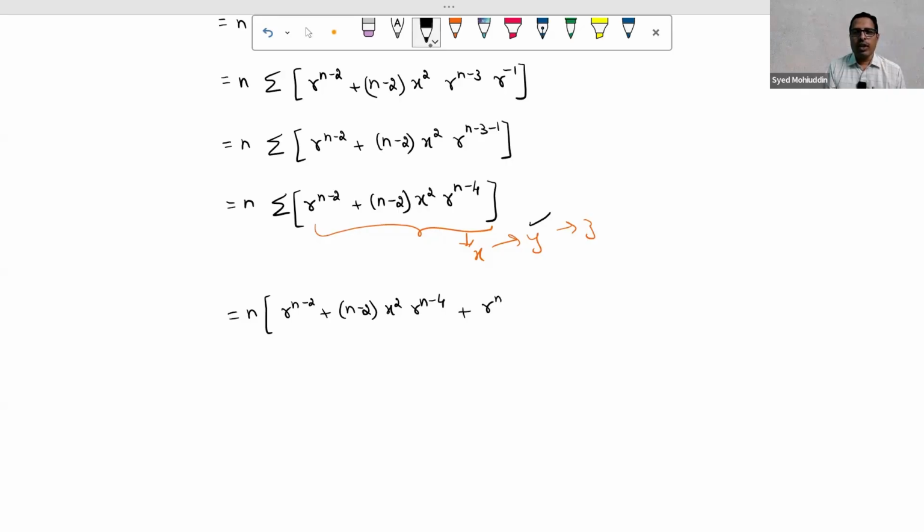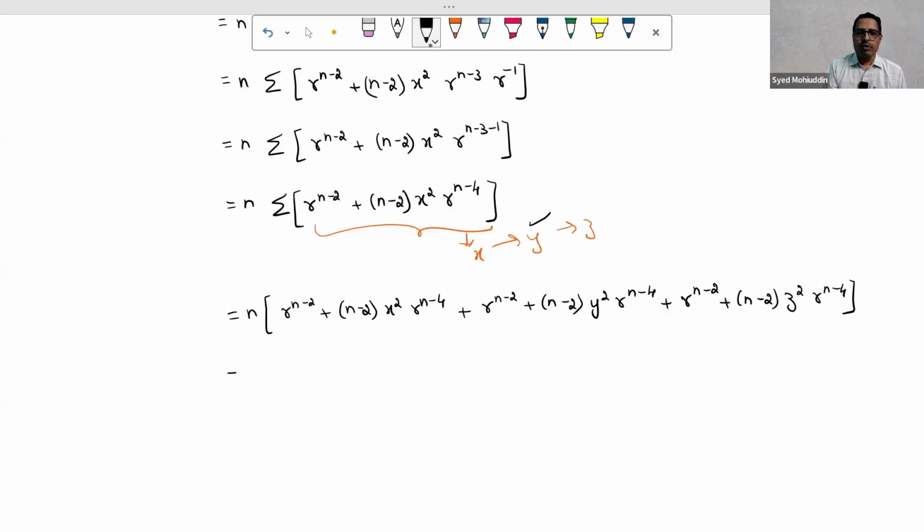So this is r power of n minus 2 plus (n minus 2) into y square into r power of n minus 4 plus. Again, you have to repeat the same two terms. Now for z, r power of n minus 2 plus (n minus 2) into, in place of this y, it becomes z square into r power of n minus 4.